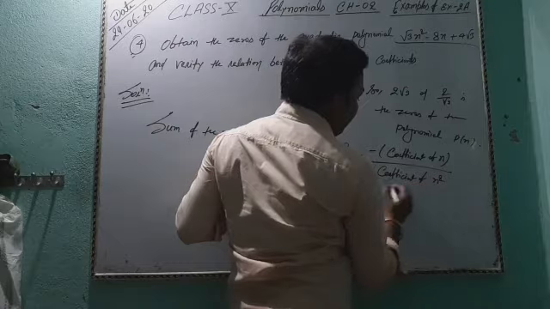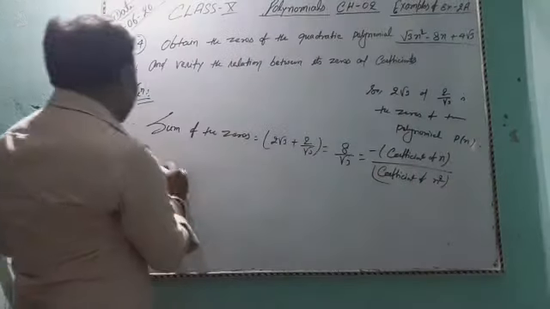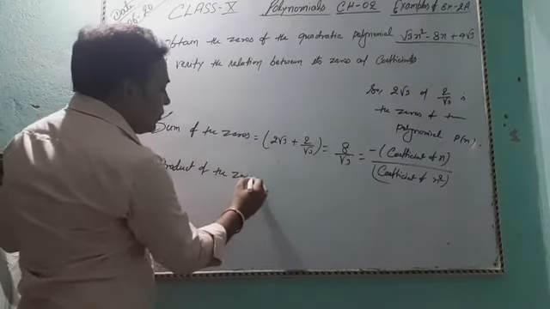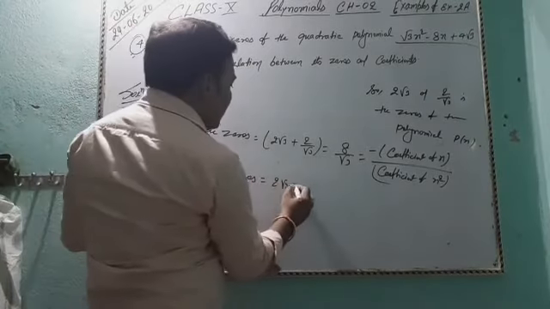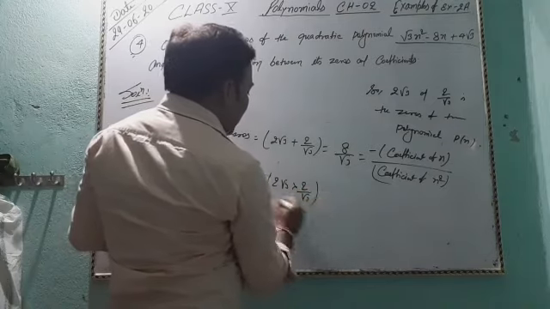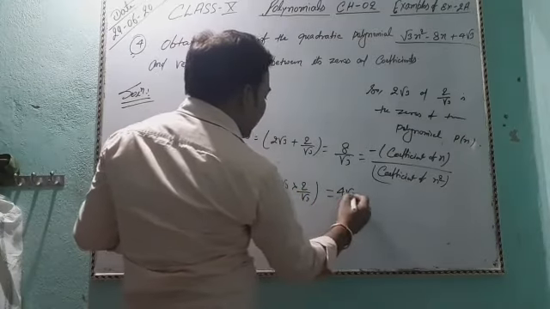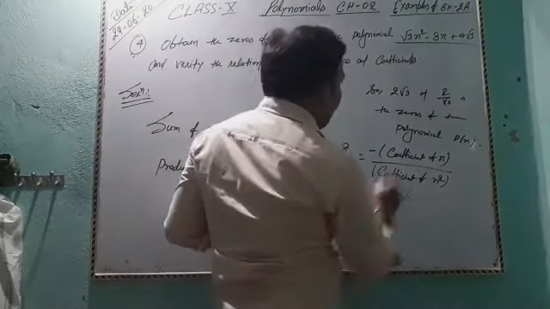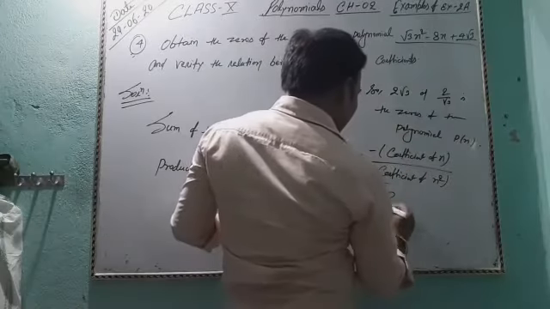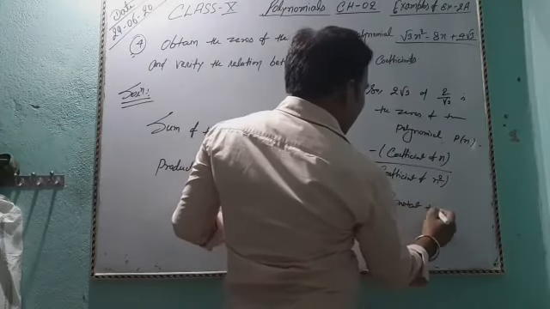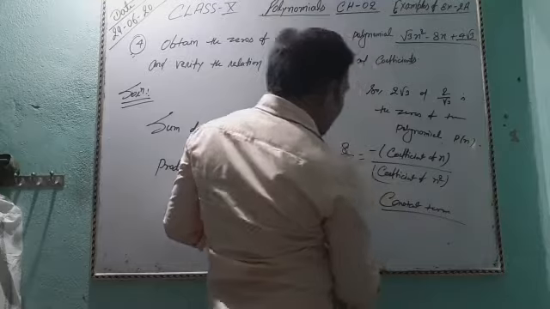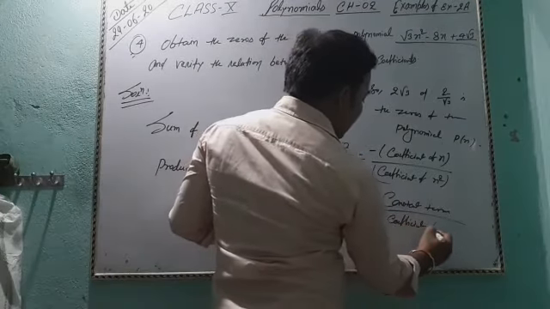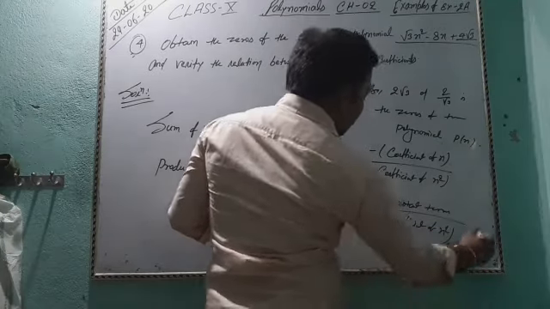Okay, and the next is product of the zeros. Product of the zeros equal to 2√3 multiplied by 2/√3. It means 4√3 divided by √3. So 4√3 is the constant term, divided by √3, which is the coefficient of x square. So that's all.